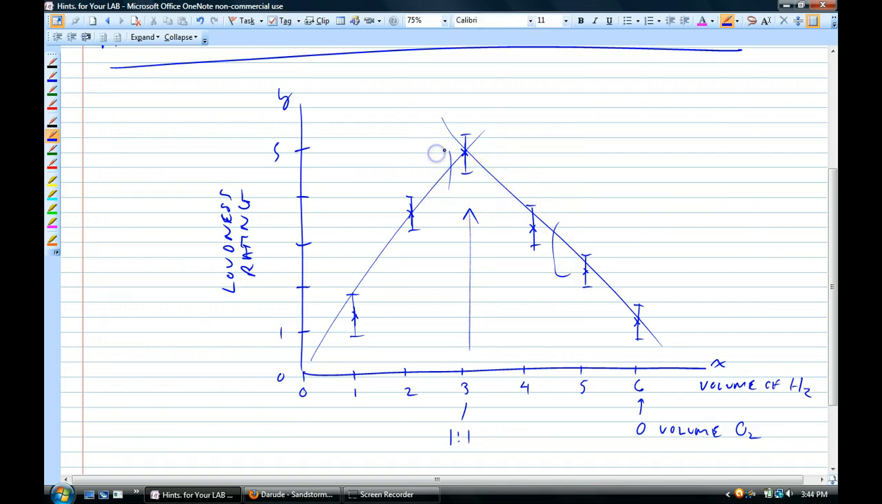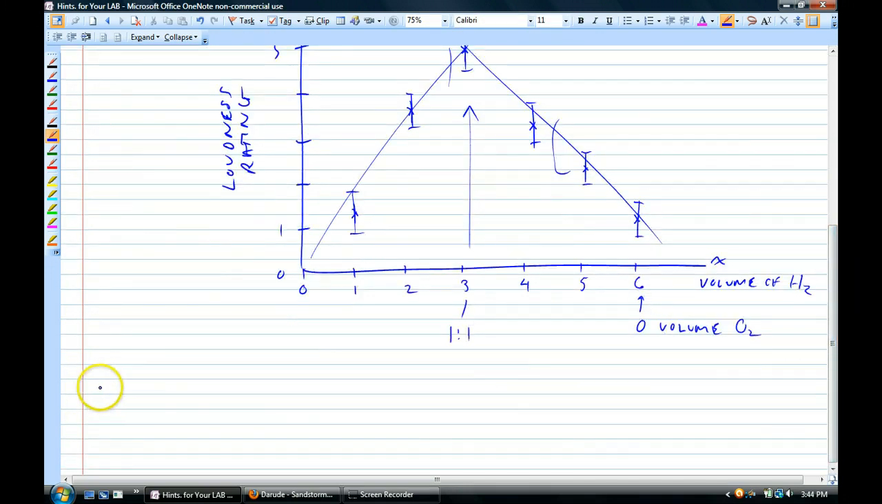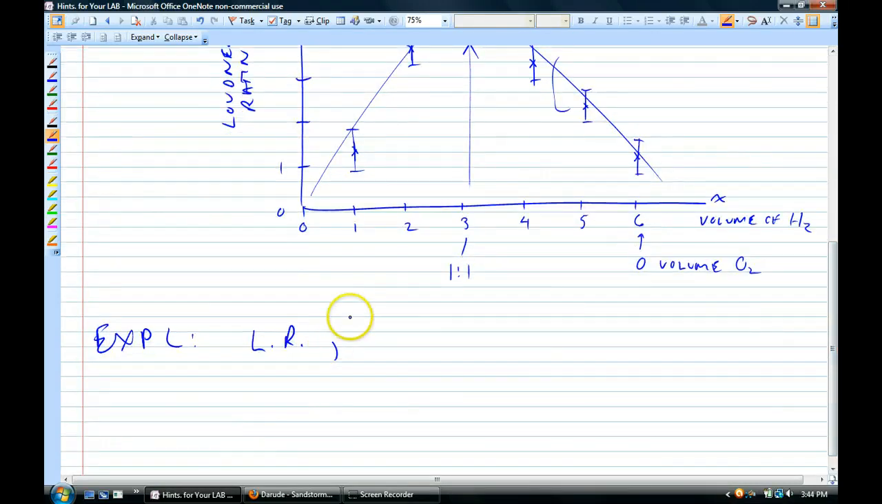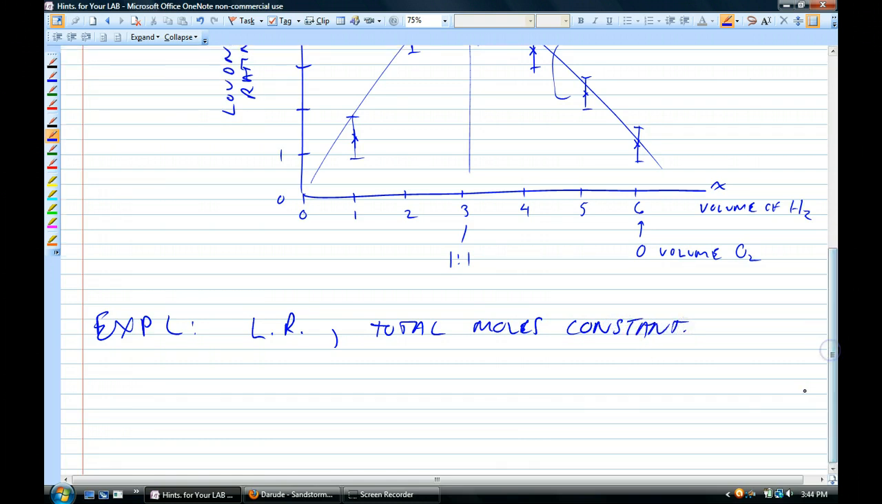Okay. Now moving on to the explanation section, I just want to make a quick point about that. In the explanation section, we want to be sure to talk about limiting reactants, and you're going to have to mention the fact that we controlled for total moles. And I'm not going to tell you any more than that, but those two things are needed to correctly explain this in terms of specific chemical mechanisms, which is what we're looking for.